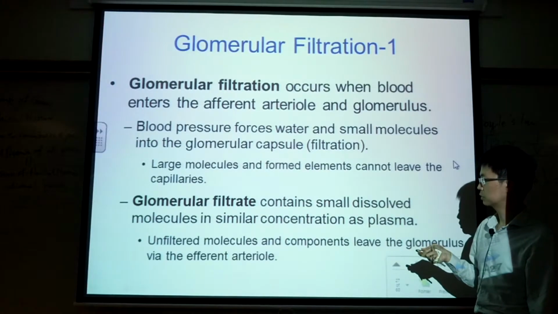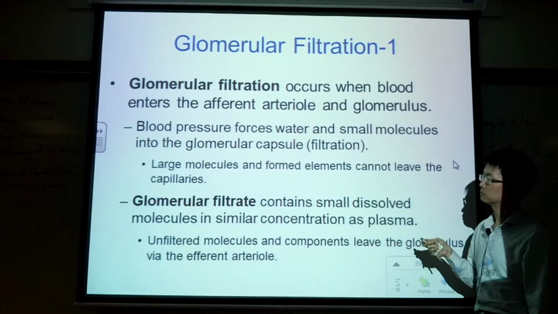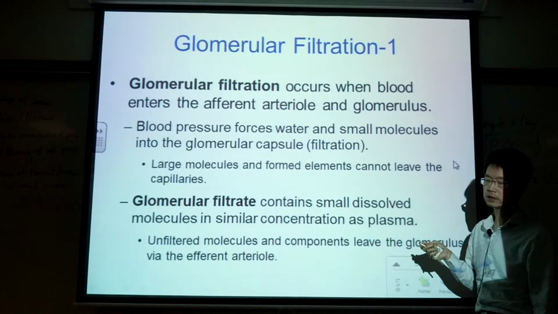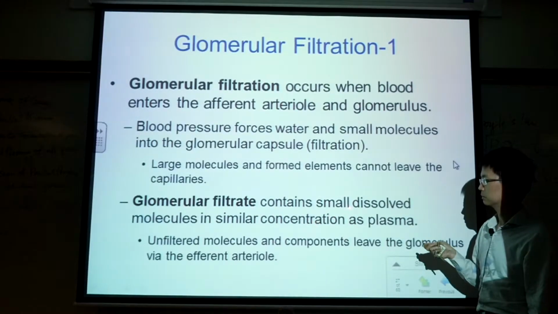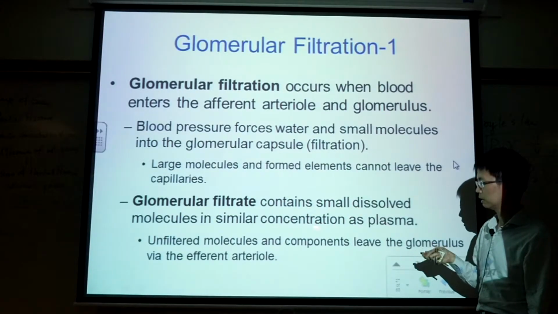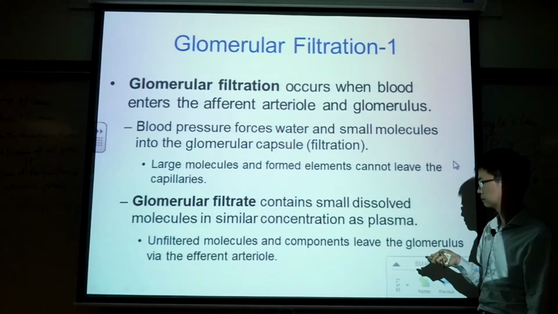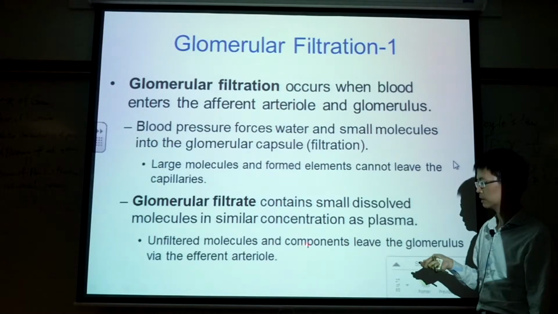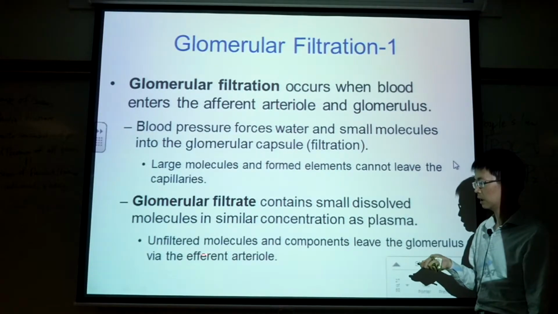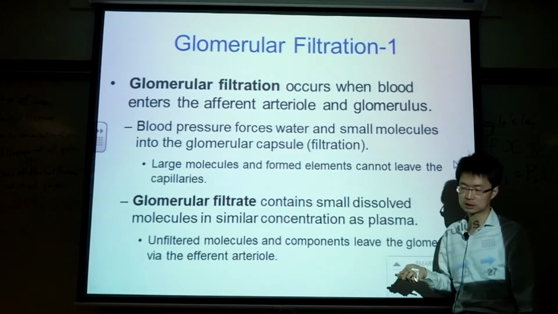So the glomerular filtrate, that means the solution and substances that go into the Bowman capsule, has small dissolved molecules. Their concentration is very similar to the plasma. And unfiltered molecules, for example, protein components and blood cells, will leave the glomerulus through the efferent arteriole.